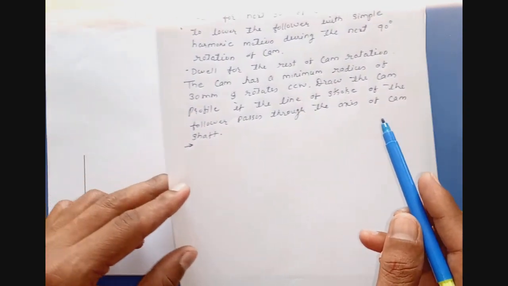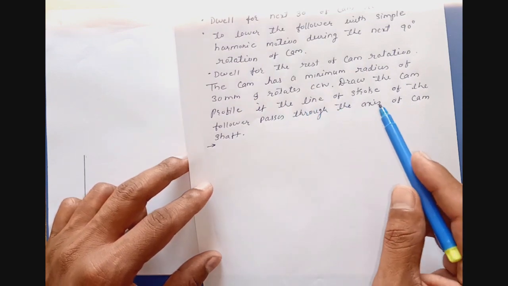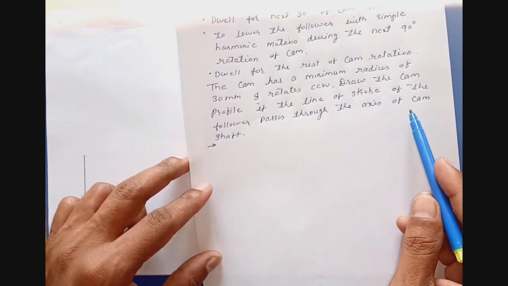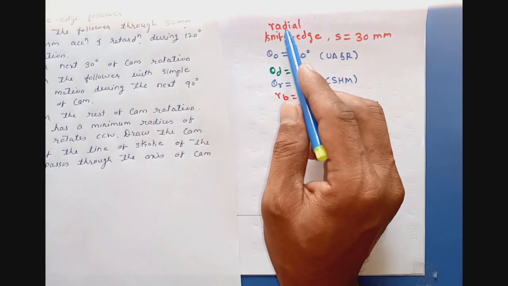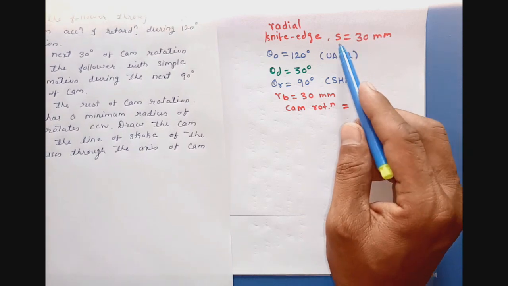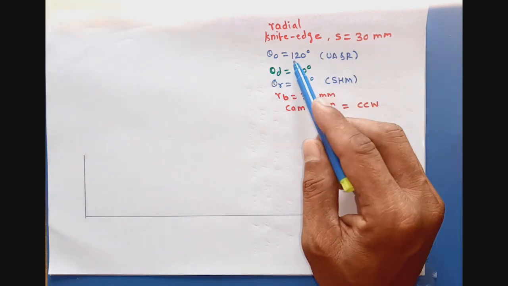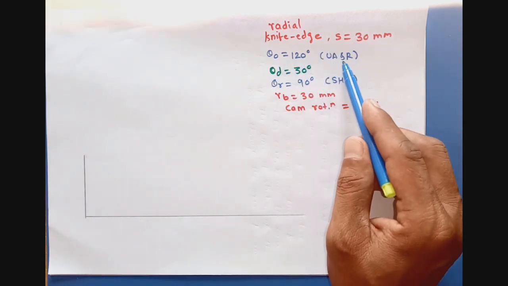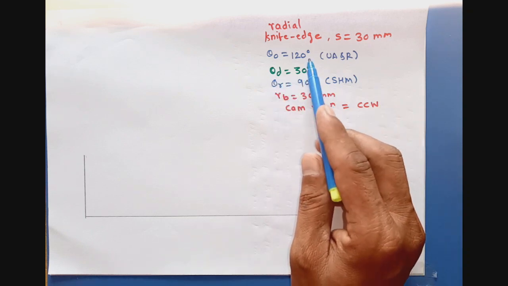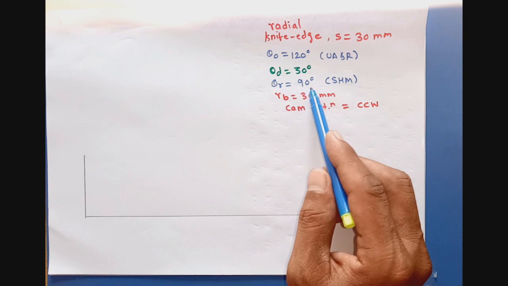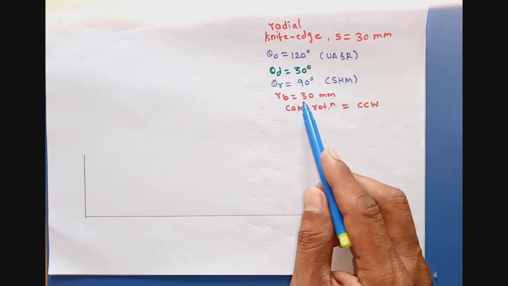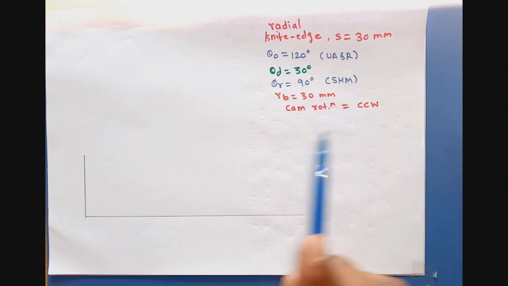We have to draw the profile of the cam when line of stroke of the follower passes through the axis of cam. That means follower is radial follower. So radial knife edge follower, stroke is 30 millimeters, outstroke angle is 120 degrees with uniform acceleration and retardation. Dwell period is of 30 degrees between outstroke and return stroke. Return stroke is 90 degrees with simple harmonic motion. Base circle radius of cam is 30 millimeters and cam rotates counterclockwise.